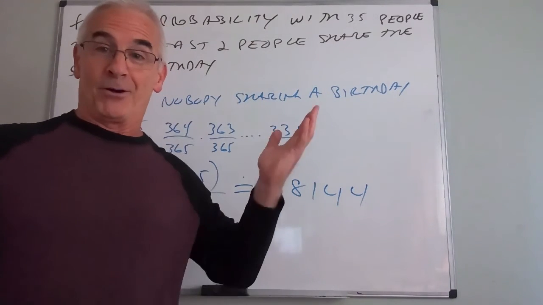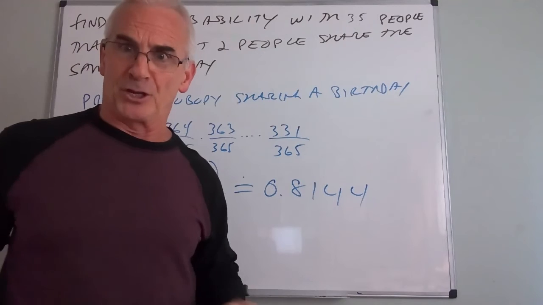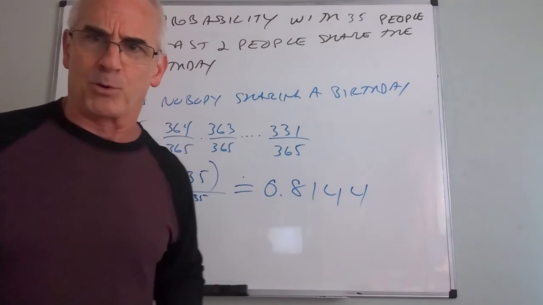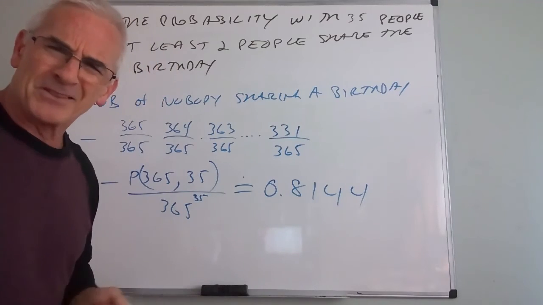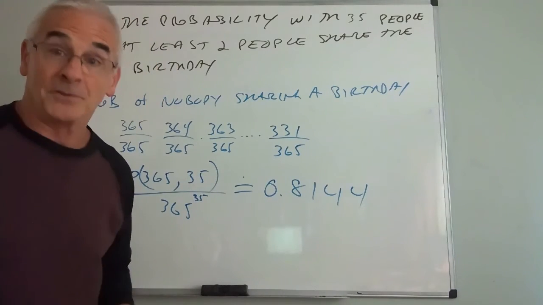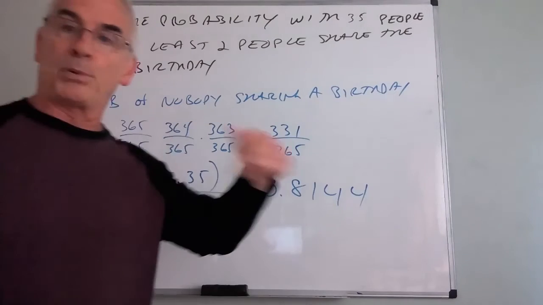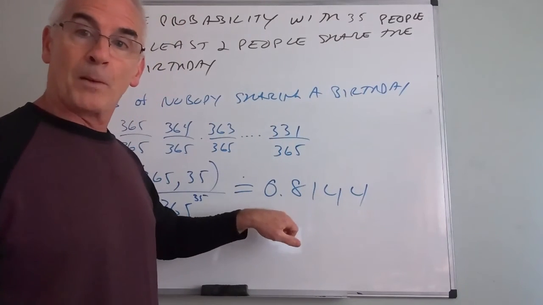If you were a gambler and you said the probability that you're going to win your bet is better than 0.8, I think you'd feel pretty good about that bet, wouldn't you? Wait, but there's only 35 people in a room. Yes. And every additional person in the room, this is going to go up.